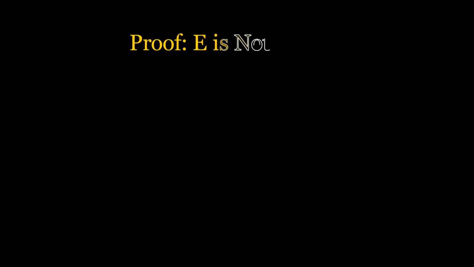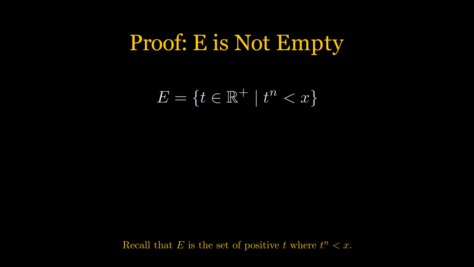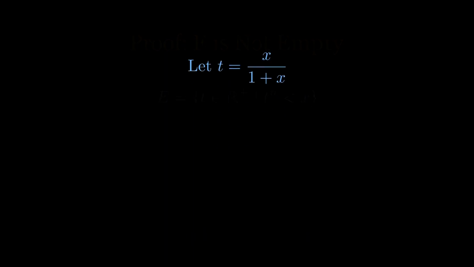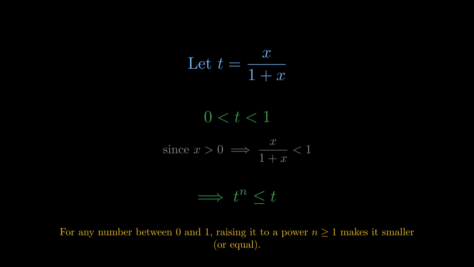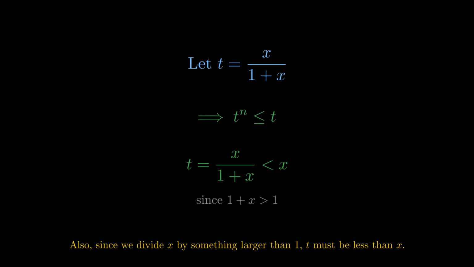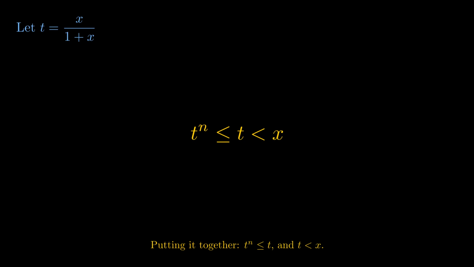We need to show that there is at least one number in our set, E. Recall that E is the set of positive numbers, t, where t to the power of n is less than x. Consider this specific value for t, x over 1 plus x. Since x is positive, this fraction is strictly between 0 and 1. For any number between 0 and 1, raising it to a power n makes it smaller or equal. Also, since we divide x by something larger than 1, t must be less than x. Putting it together, t to the power of n is less than or equal to t, and t is less than x. Thus, t to the power of n is less than x, which means t is in E.